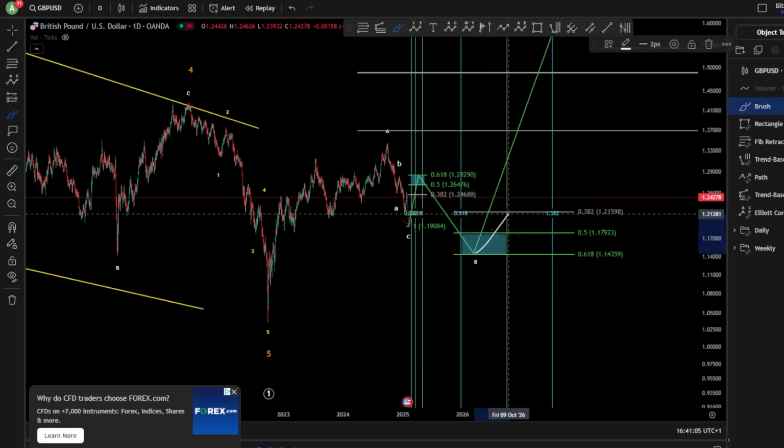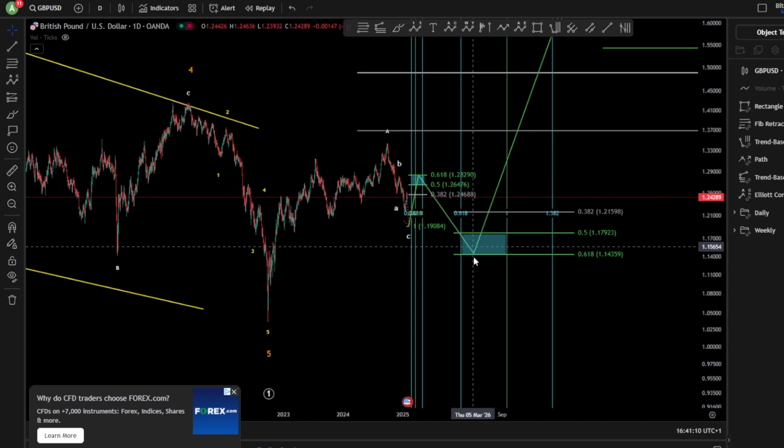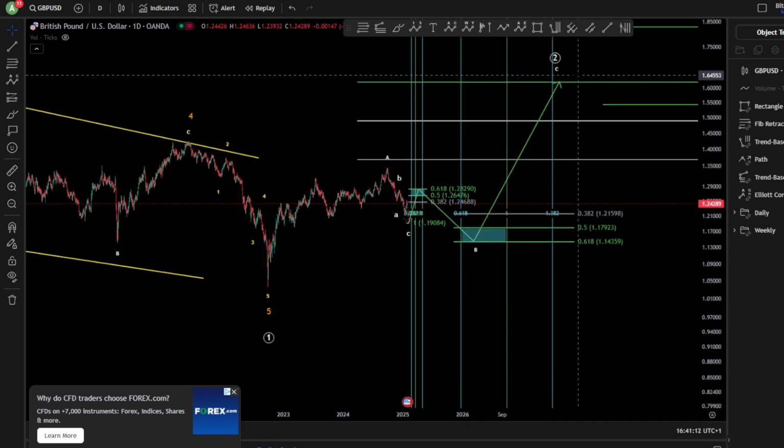And in 2026, we might see, of course, a surge for the GBP towards the upside with a massive wave C.